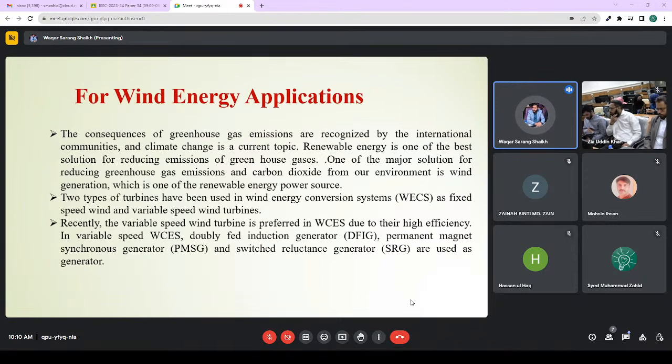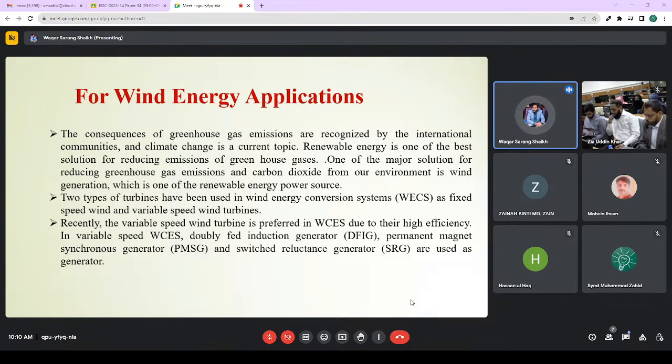For wind energy application, the consequences of greenhouse gas emissions are recognized by international communities, and climate change is a current topic. Renewable energy is one of the best solutions for reducing emissions of greenhouse gases. One of the major solutions for reducing greenhouse gas emissions and carbon dioxide from our environment is wind generation, which is one of the renewable energy power sources. Two types of wind turbines have been used in wind energy generation systems.